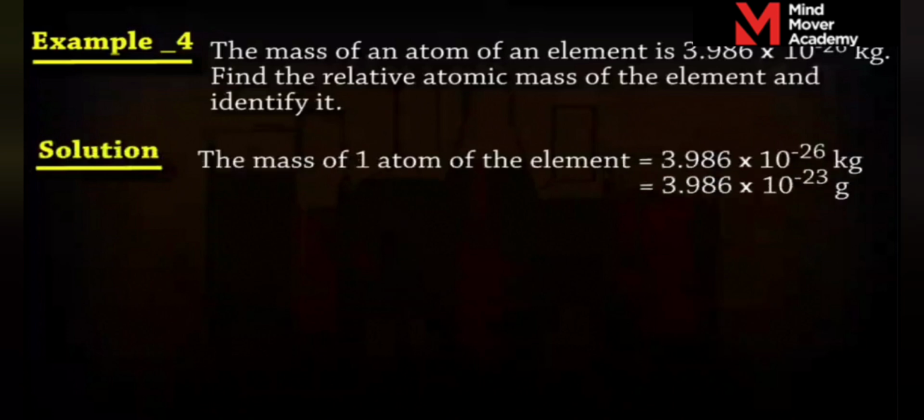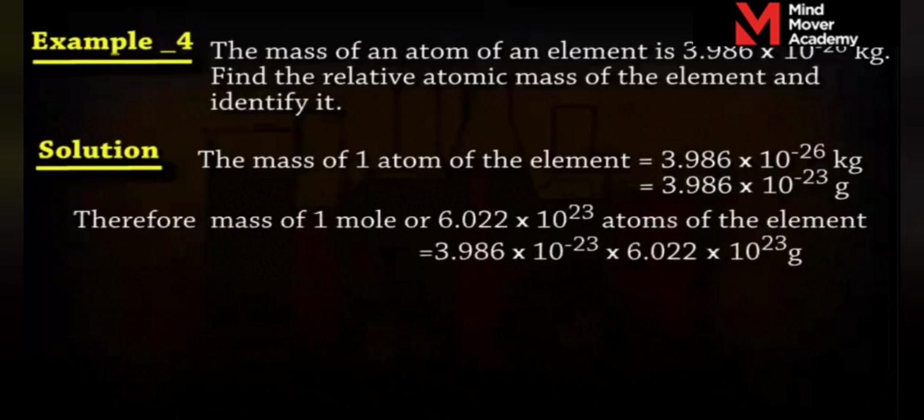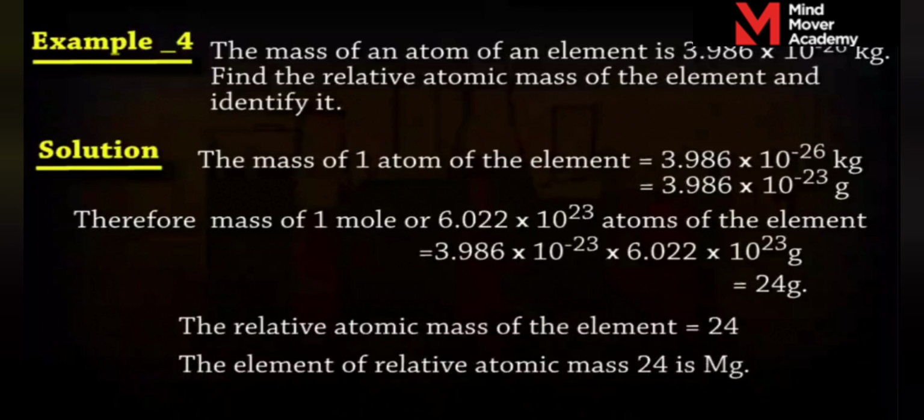Let's solve this. The mass of one atom of the element is equal to 3.986 × 10^-26 kg, which is equal to 3.986 × 10^-23 grams. Therefore, the mass of 1 mole, or 6.022 × 10^23 atoms, of the element is equal to 3.986 × 10^-23 times 6.022 × 10^23 grams, which is equal to 24 grams. So the relative atomic mass of the element is 24. The element of relative atomic mass 24 is magnesium.